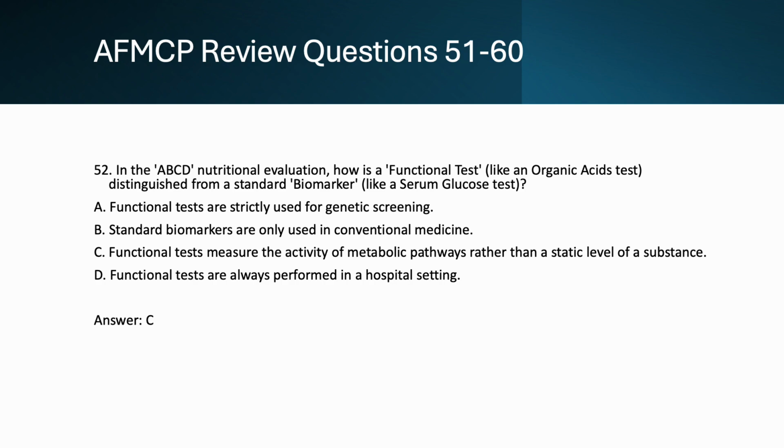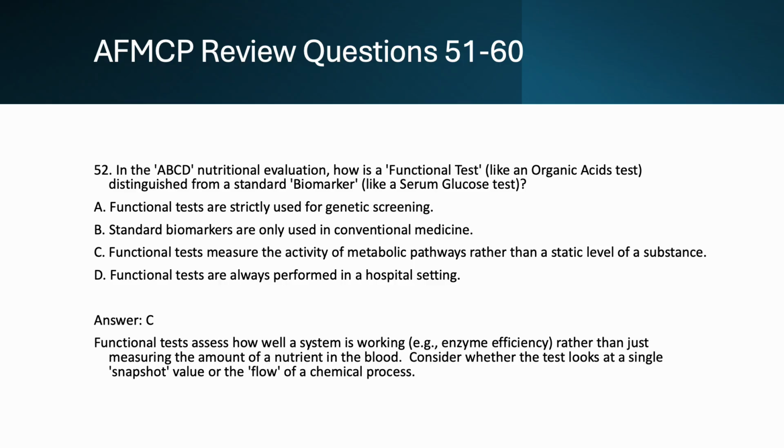And the correct answer is C. Functional tests measure the activity of metabolic pathways rather than a static level of a substance. So functional tests assess how well a system is working, for example, enzyme efficiency, rather than just measuring the amount of a nutrient in the blood. Consider whether the test looks at a single snapshot value or the flow of a chemical process. So a single snapshot value would be more of a conventional standard biomarker, whereas looking at the flow of a chemical process would be considered a functional test.